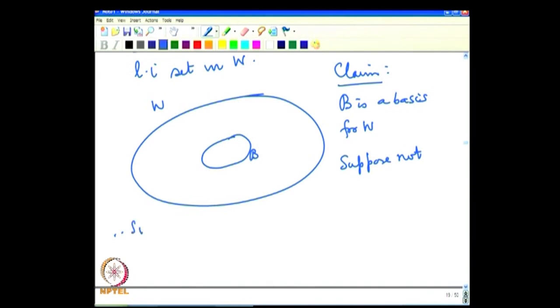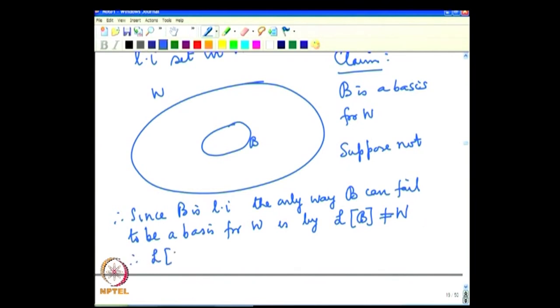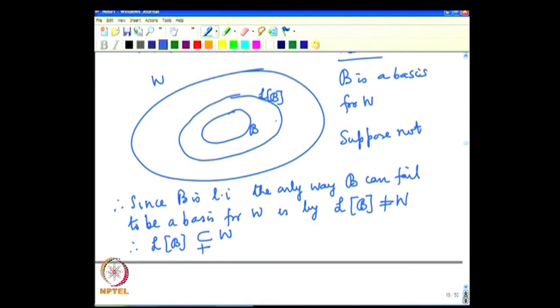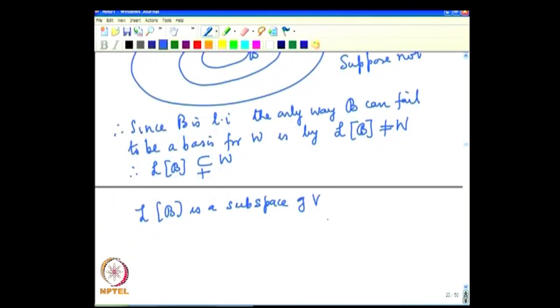Therefore, since B is linearly independent, the only way B can fail to be a basis for W is by the span being not equal to W. So, that means the LB is in W, but not equal to W. So, let us now take LB. Now, LB is a subspace of V, it is sitting inside the subspace W, and B is linearly independent set in LB.